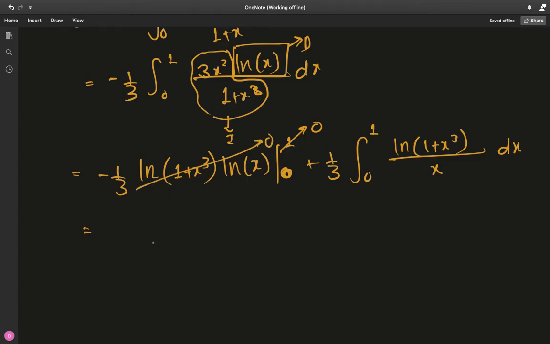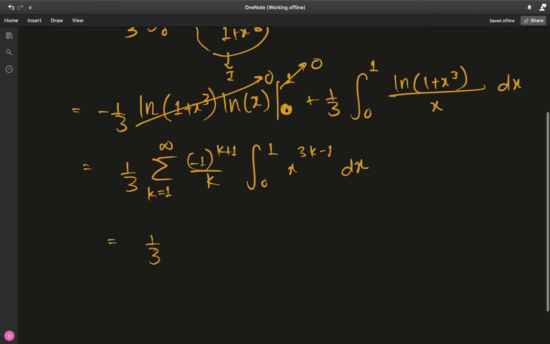So this will go to 0, and we just have 1/3 times, I'm using Taylor series as before, and interchanging the sum and integral, sum from k equals 1 to infinity of minus 1 to the k plus 1 over k times integral from 0 to 1. We have x to the 3k divided by x, so x to the 3k minus 1 by laws of indices.